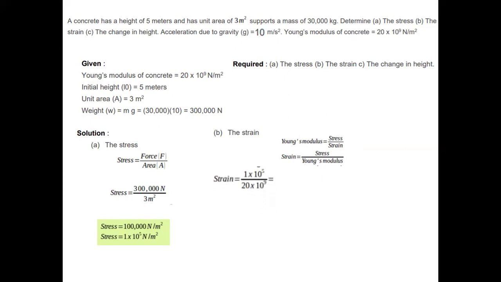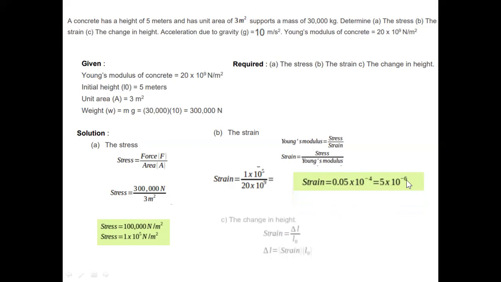Plugging in the values gives us our stress at 1 times 10 raised to 5 pascals all over our Young's modulus 20 times 10 raised to 9 pascals, or if the units cancel out, this gives us our strain, if we're going to simplify this, at 0.05 times 10 raised to negative 4, or simply 5 times 10 raised to negative 6. Now, our strain is always unitless.